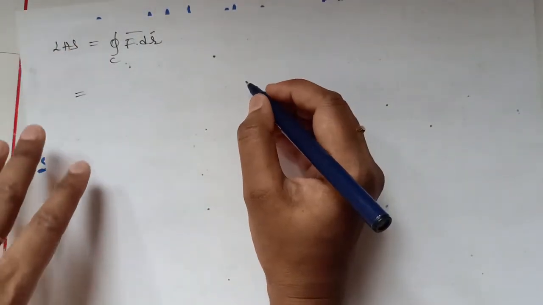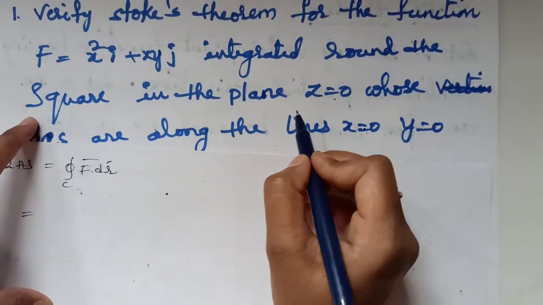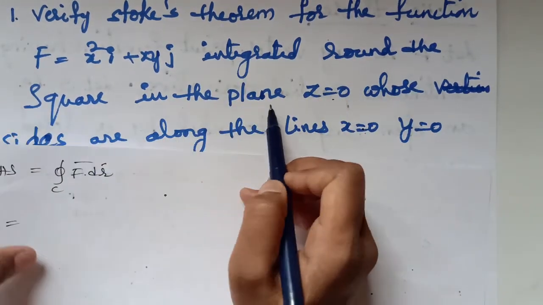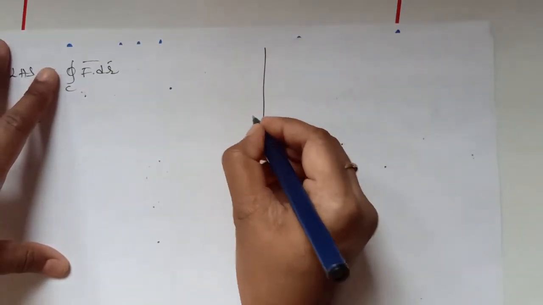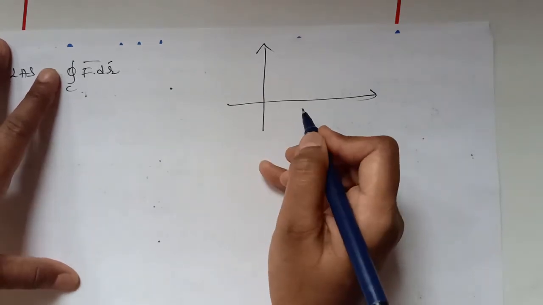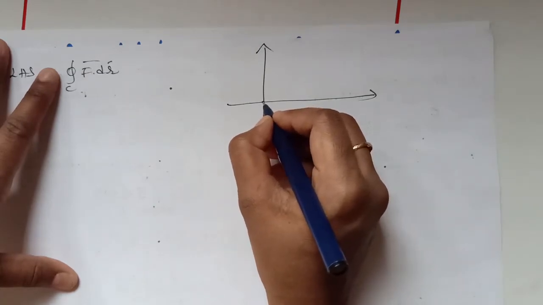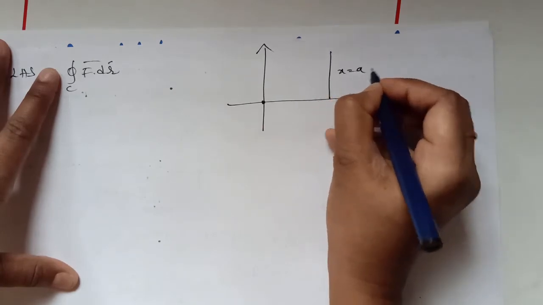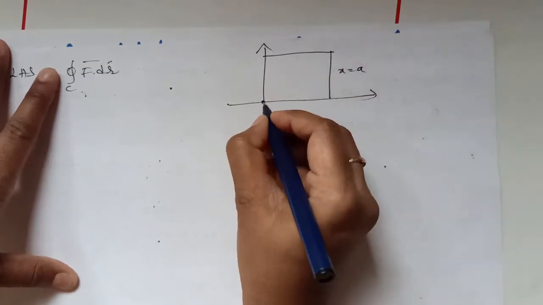You have to draw a square with these vertices, where z is equal to 0. Integrated round the square in the plane z is equal to 0. When z is equal to 0, you have a square in the xy plane. X is equal to 0, x is equal to a. X is equal to a means it is parallel to the y axis. Y is equal to a is parallel to the x axis.